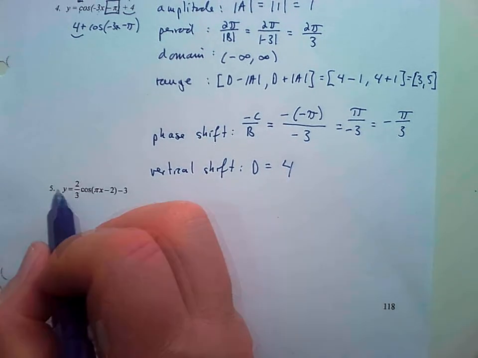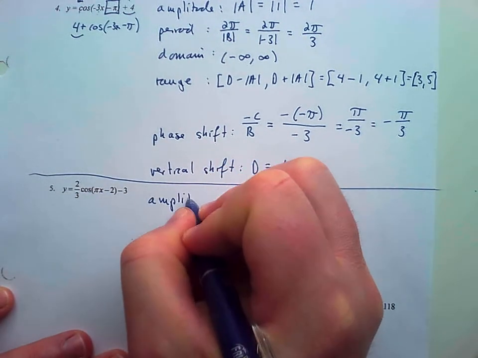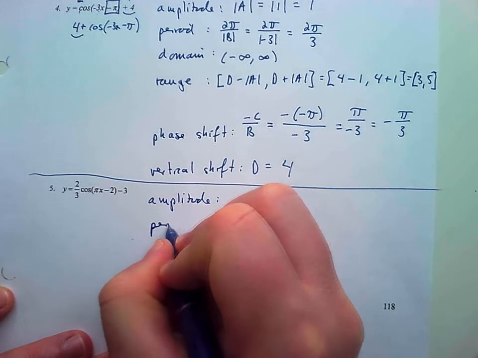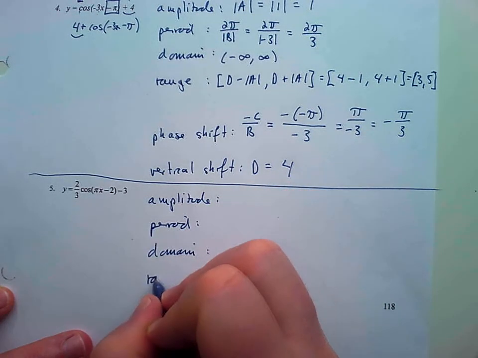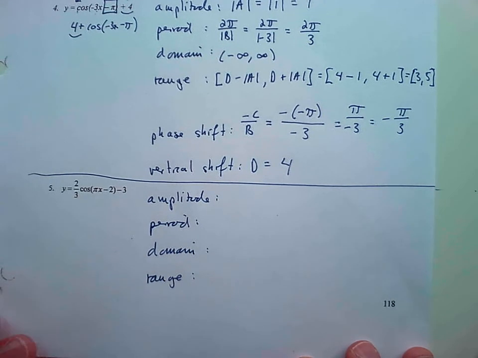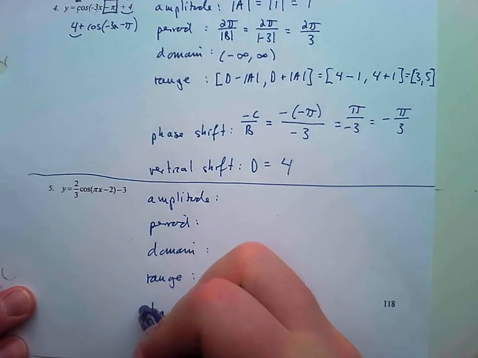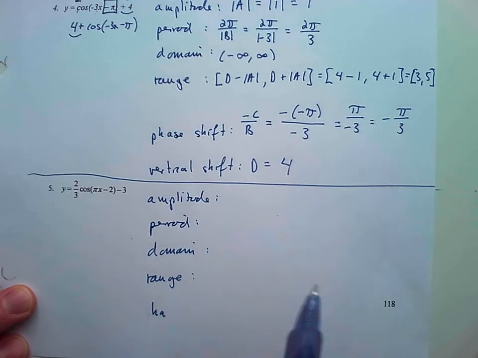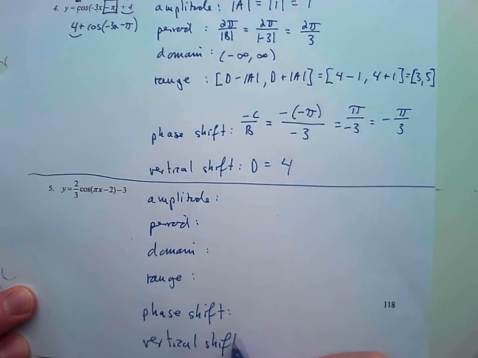In number 5, it's asking us for the exact same thing. The amplitude, period, domain, range. I'm still going to give myself a little bit extra room, even though I didn't need it really in the previous one. And our, oh gosh, let's see if I can spell phase correctly. Phase shift. And our vertical shift.